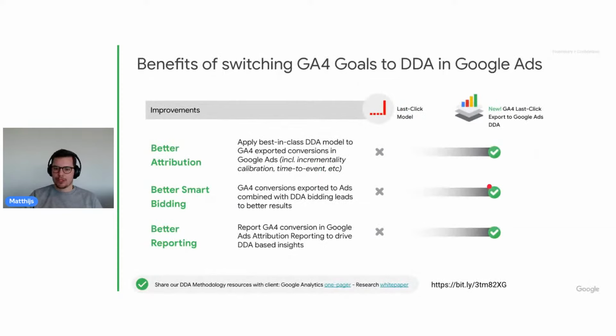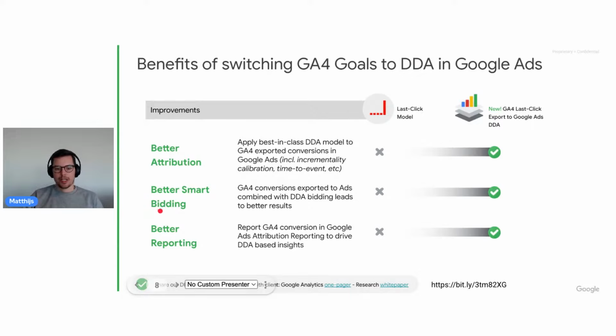And then the benefits of switching to GA4 DDA, and especially when doing so in Google Ads. These are catered around three different topics. So the first bit is a better attribution. Simply the fact that the input elements of a DDA model that I showed you just now are so much better than the last click model, which is just a rule, right? It's just the last click gets all credit. So you'll be able to benefit from that incrementality calibration, the time to event calibration, something that many of you have been asking for. And so that's the first part.